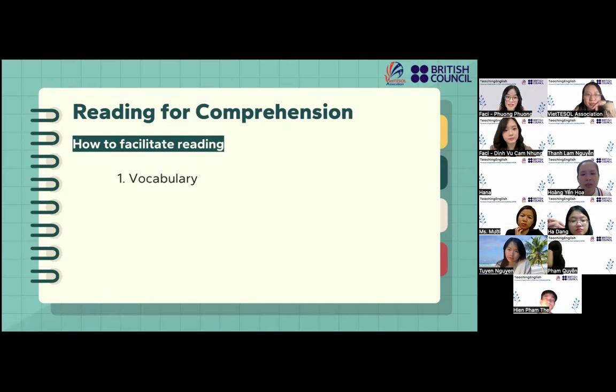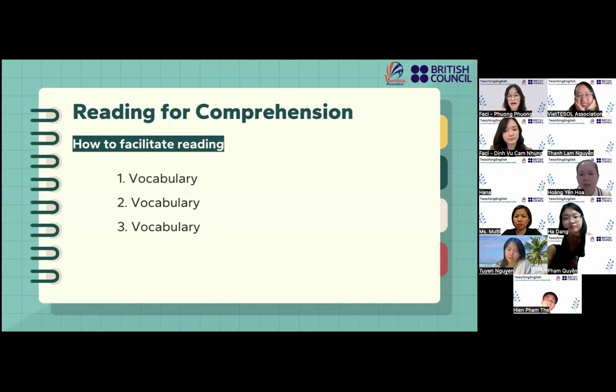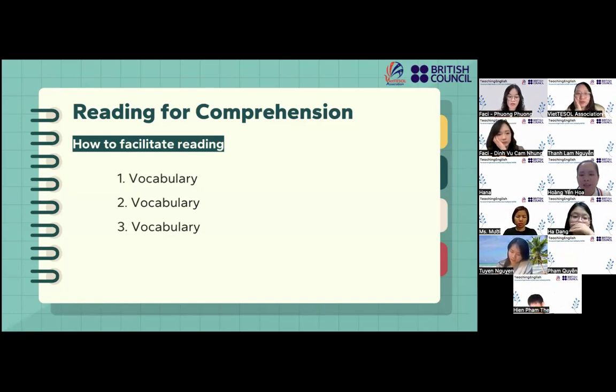The second factor, also very important in reading, is also vocabulary. And the third factor to facilitate reading is also vocabulary. This is a running joke on the internet these days. What is important? You need to repeat it 3 times, right? Vocabulary, vocabulary, vocabulary. Maybe if the student doesn't understand the grammar but they have vocabulary, they can still understand a part of the reading. Without vocabulary, it will be a real struggle for the students. So this is super important.